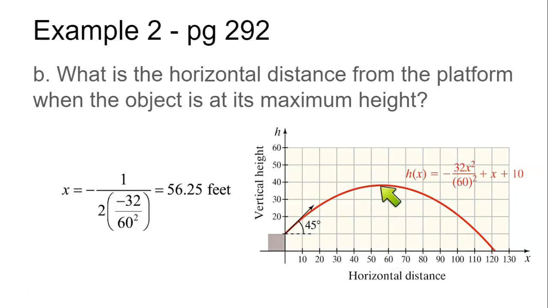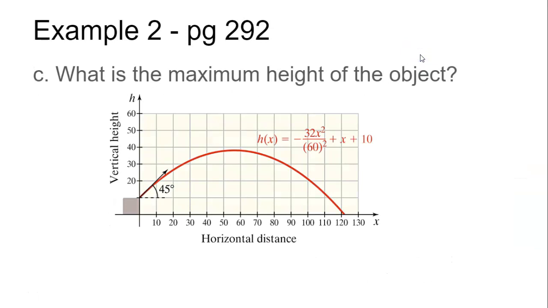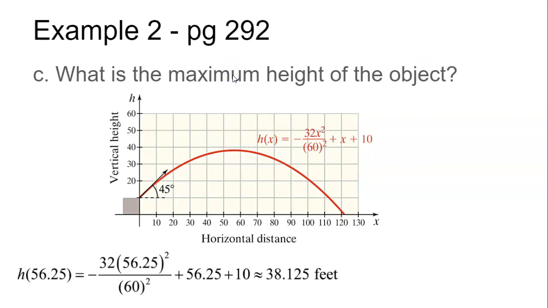And then my vertical height is going to be evaluated at that number. So now I want to take this number and substitute it in for X to get the vertical height. And that's the third part: what is the maximum height of the object? So when I take that value we found previously and substitute it in for my X value in those 2 places, remember X is here and here, then I can calculate the maximum height of the object, which is around 38.125 feet.